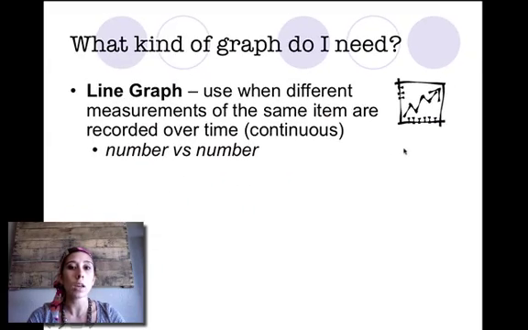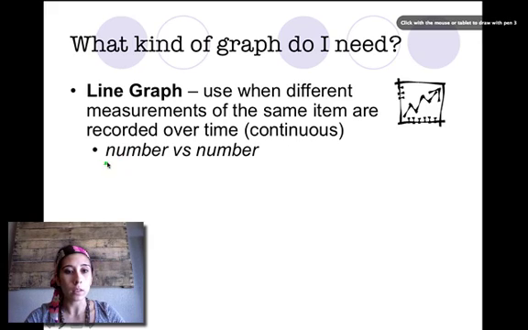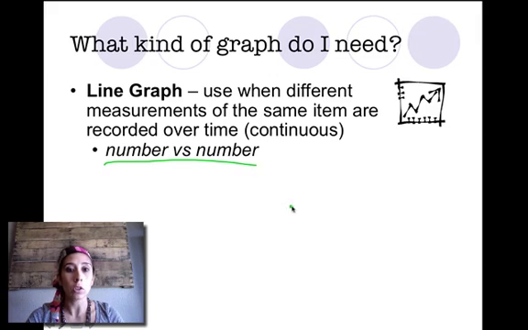Okay, the second type of graph that is probably our most popular type of graph that we use is a line graph. We use line graphs when different measurements of the same item are going to be recorded over time. So a measurement that is continuous over time. So an easy way to remember that is number versus number. When you look at your independent and dependent variable, are you dealing primarily with numbers?